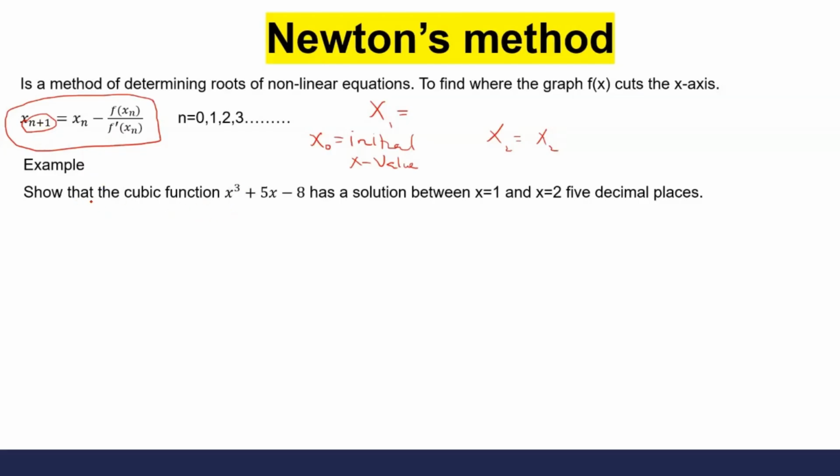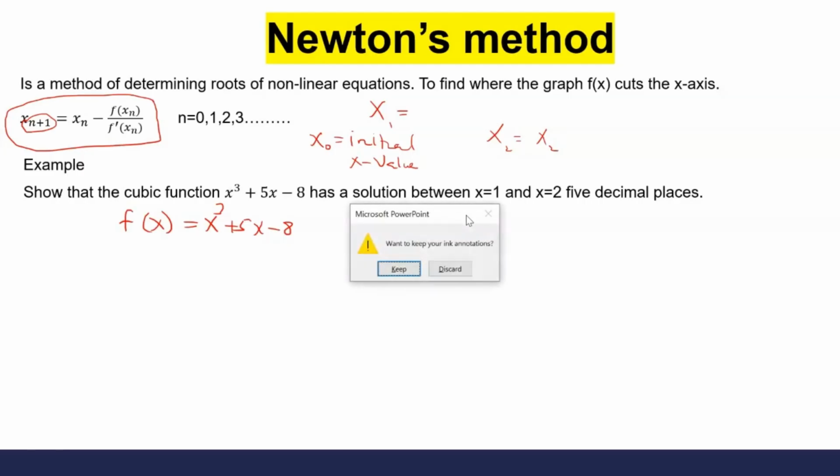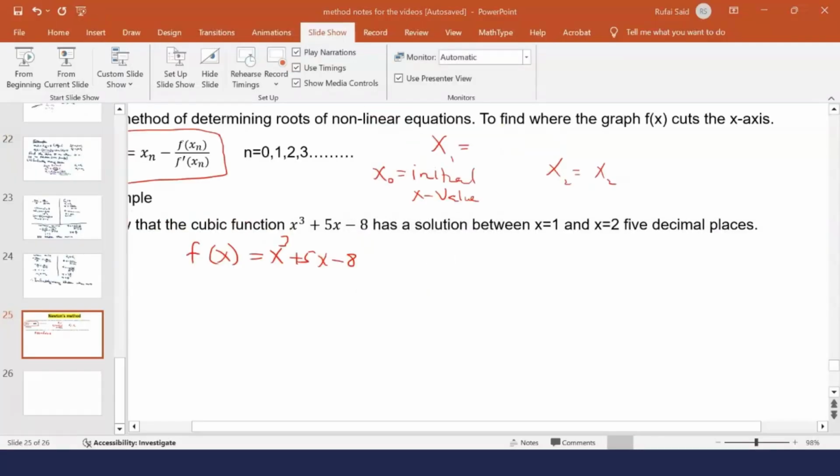So the question is asking us to show that the cubic function, f of x equals x cubed plus 5x minus 8, has a solution between 1 and 2, to 5 decimal places. So we need to use the CAS. Alright, so let me get my CAS. Alright, so this is the CAS.